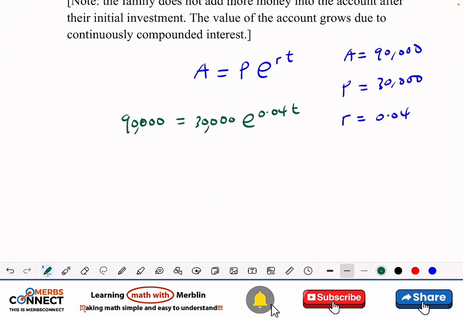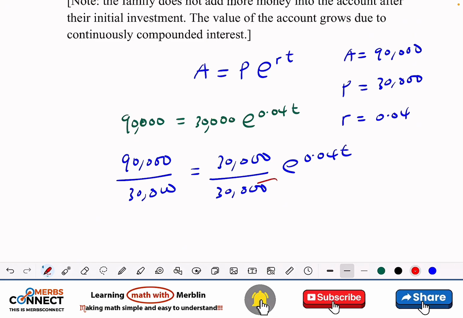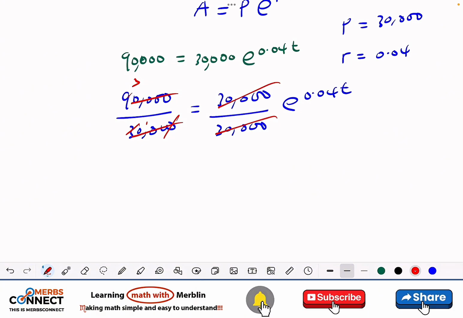So what I'm going to do is divide this side by 30,000 and divide this side by 30,000. So 90,000 divided by 30,000, and 30,000 divided by 30,000, leaving e to the power 0.04T. So the magic happens: these zeros will cancel these zeros, and 3 goes here, 1 goes here. So I'm going to have 3 equal to e to the power 0.04T.